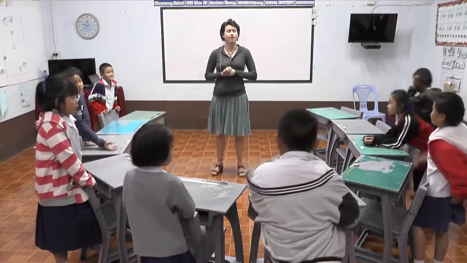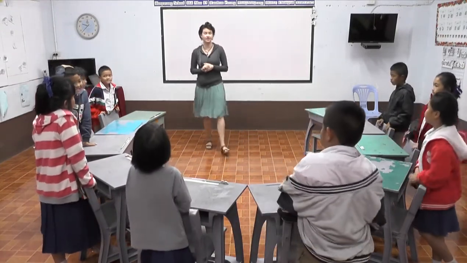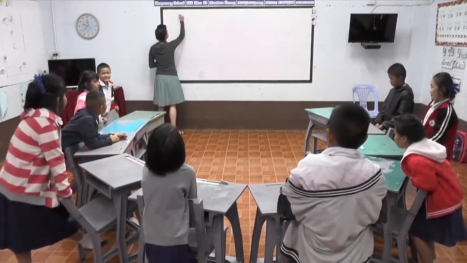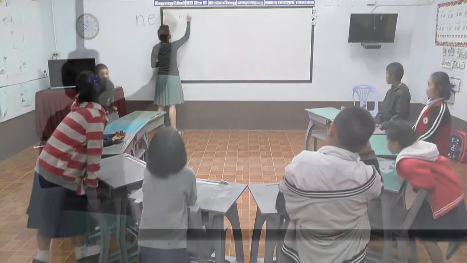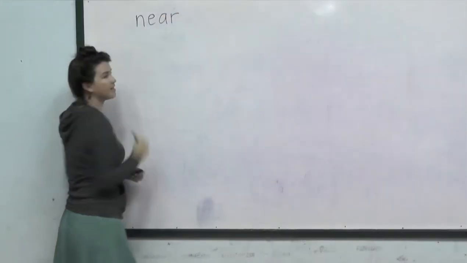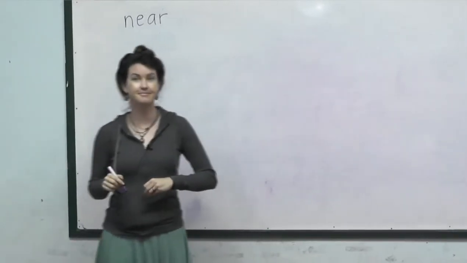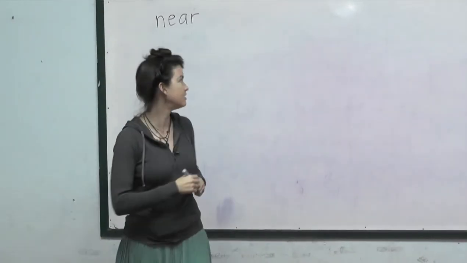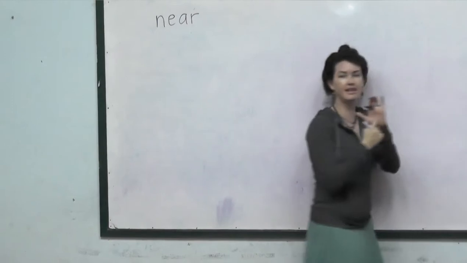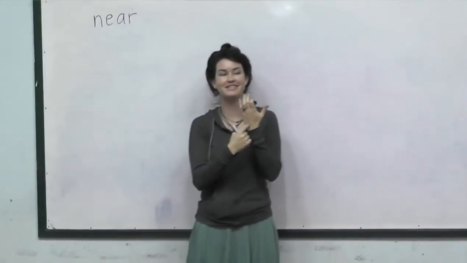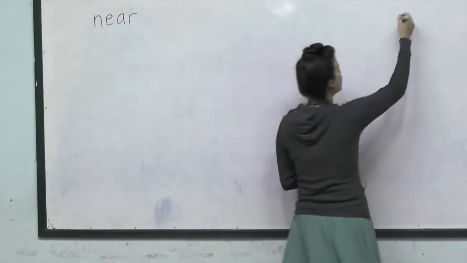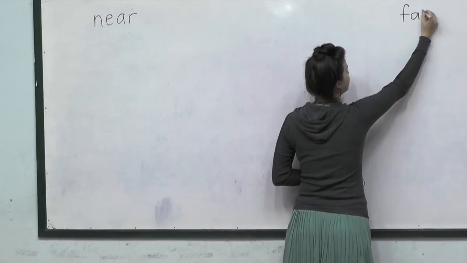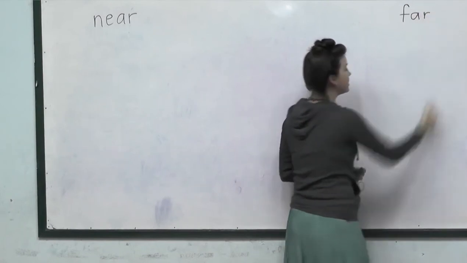Good. Okay, very nice. Looks like we know near and far. Is near close to us? Can we usually touch things that are near? Yeah, usually we can. What's the opposite of near? Far. What's the first sound? F-A-R. Near and far.